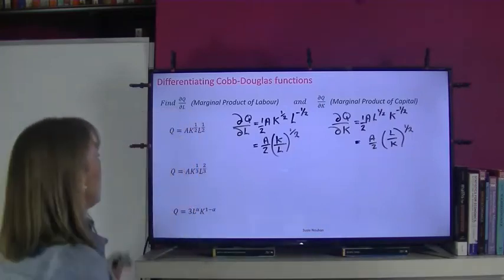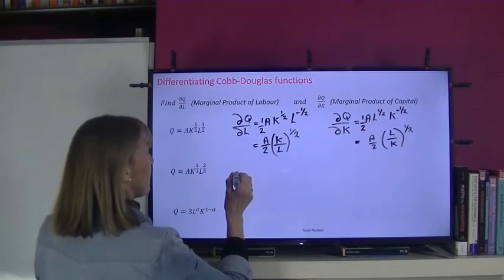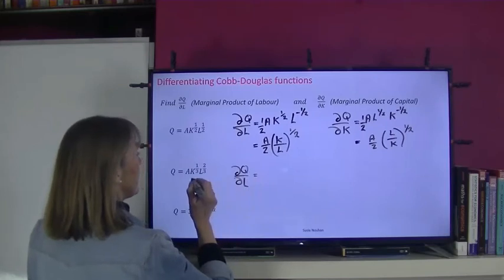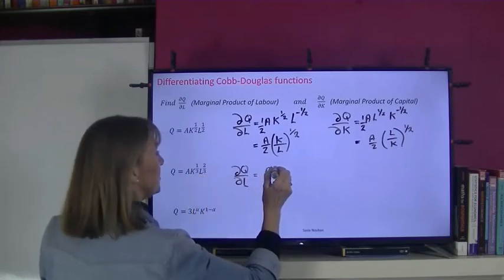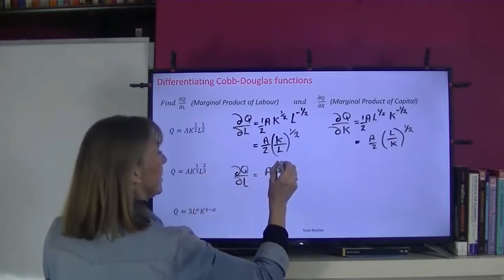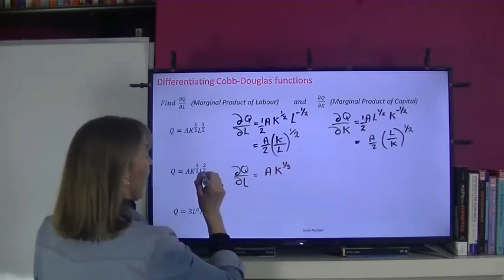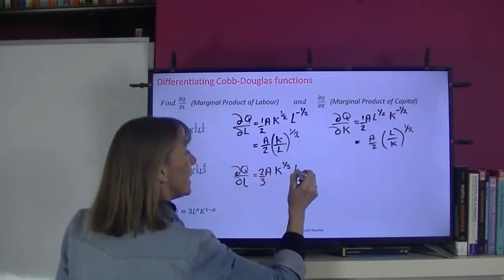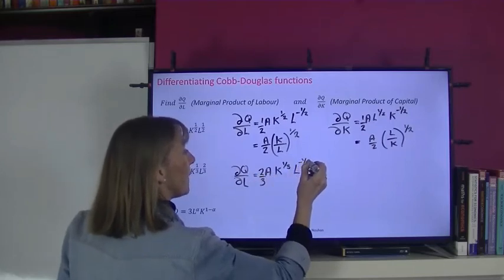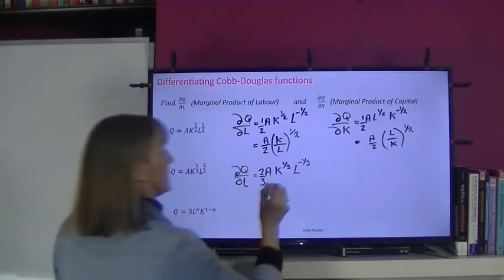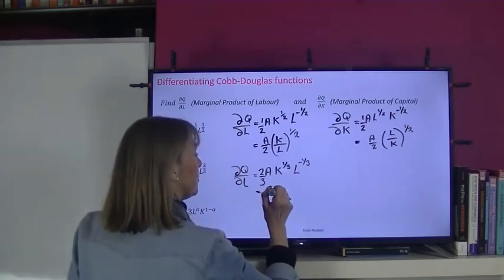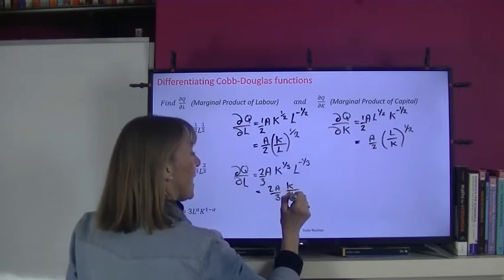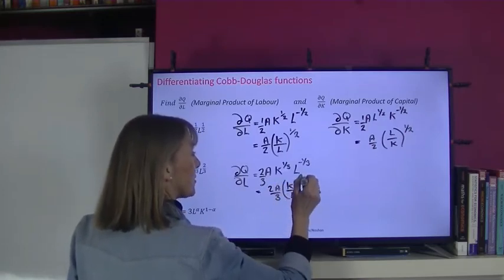All right, let's do one more. dQ/dL is going to be, here's my constants, A and K to the third, and L has got a power of 2/3, so I need to multiply by the power and drop the power by 1. So that will be 2A over 3 K over L. Hopefully you can see that L should come to the bottom.